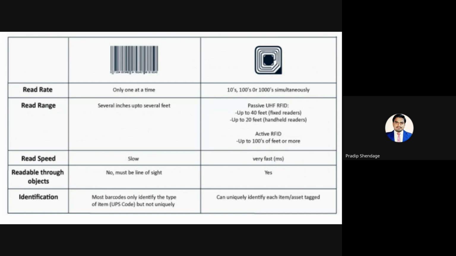The read speed of a barcode is slow because we can handle only one task at a time, but RFID can handle more than one task at a time. So its speed is very fast, and it can read through objects. Barcodes need a line of sight; without it, they will not work. But RFID works through the tags only. For identification, a barcode has only a UPC code, which is not unique. But here we can attach tags to objects, and all these tags uniquely identify each item or each asset.